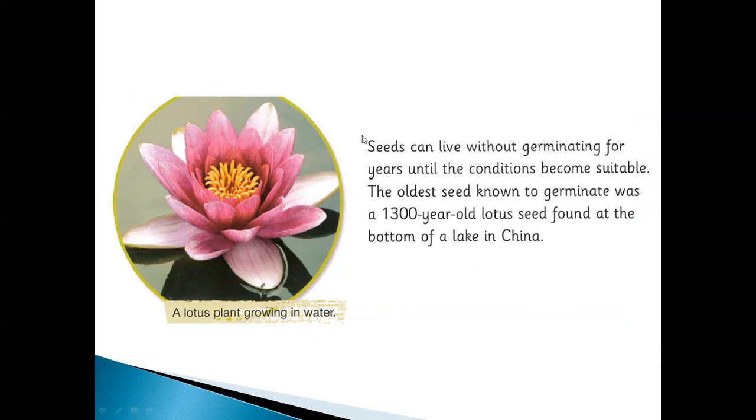So you can see here the oldest seed known to germinate was 1300 years old, a lotus seed, which was found at the bottom of a lake in China. A lotus plant grows in water. So what happened? The lotus seeds fell down into the lake, and after 1300 years the lotus seed was found at the bottom of the lake.